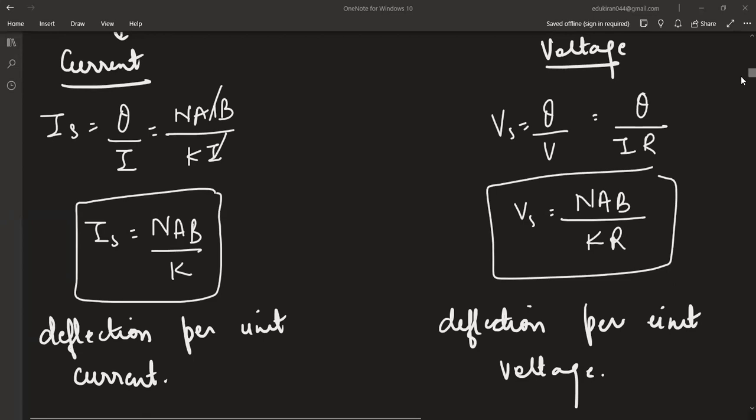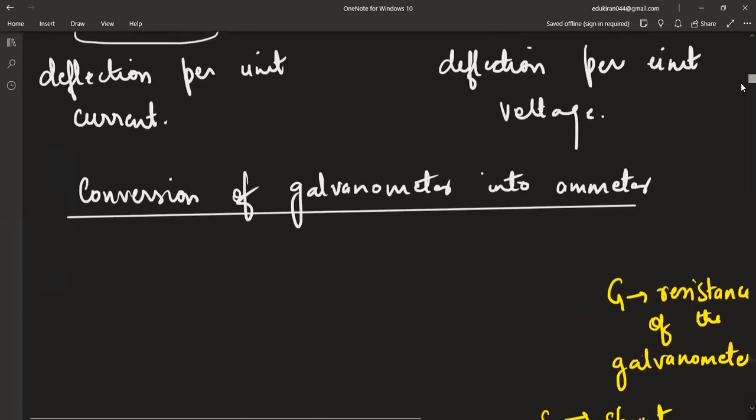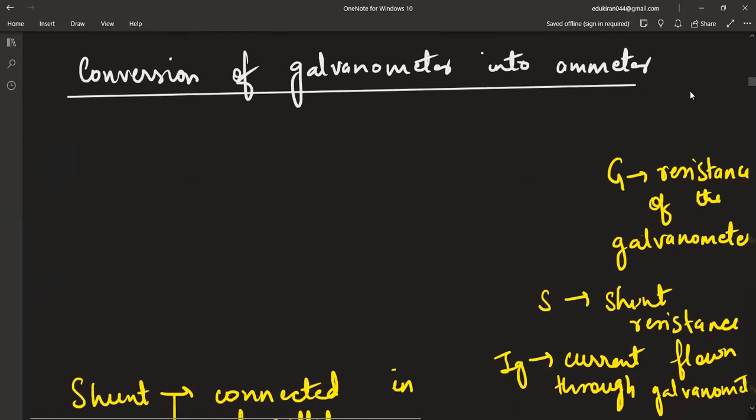So, yesterday we had stopped at this point. We had to start with conversion of galvanometer into ammeter and voltmeter. This is a very easy topic, formula-based topic. No tricky question is going to come from this topic. Just formula-based, you have to understand how to write it.